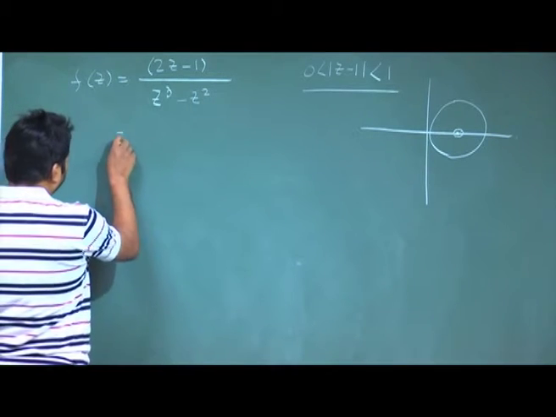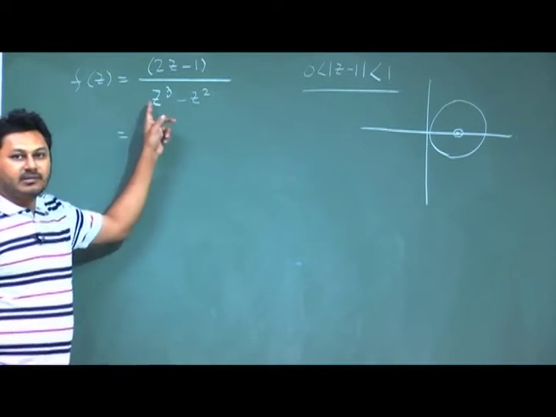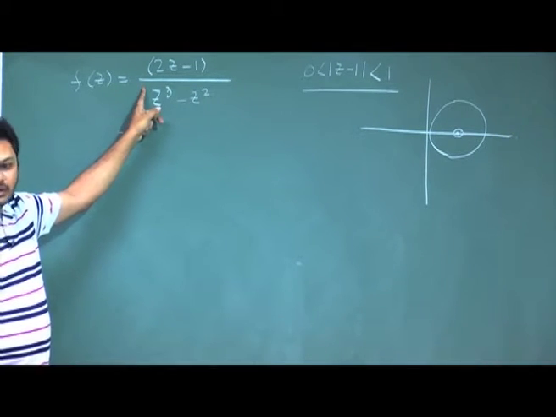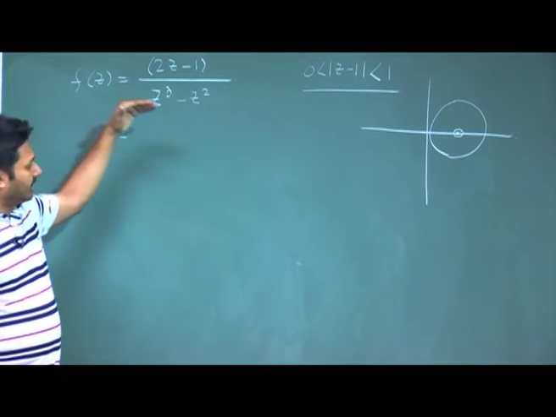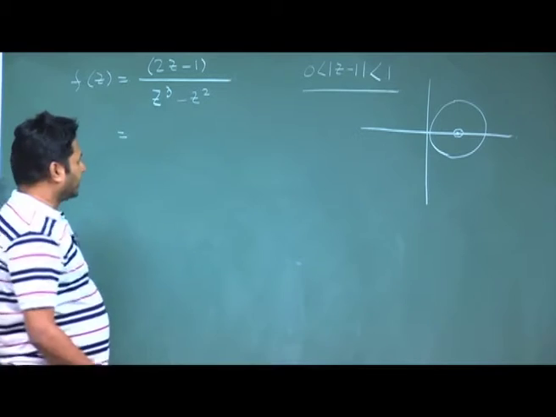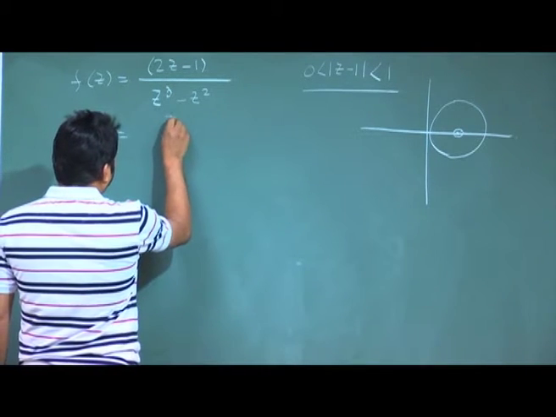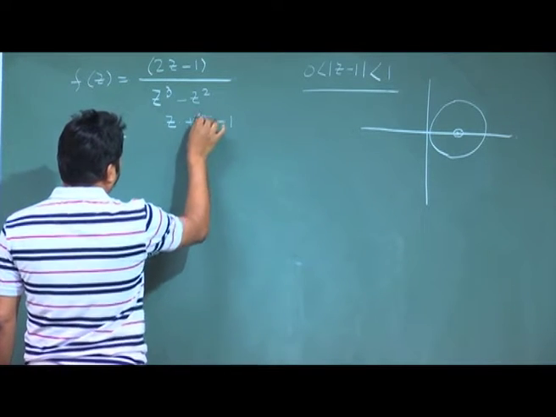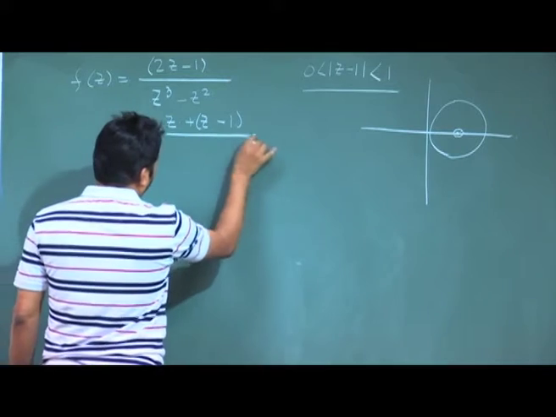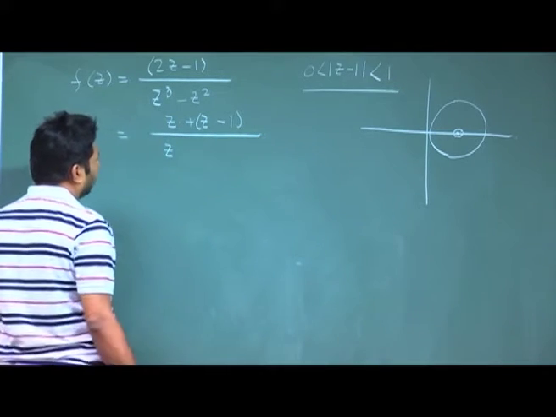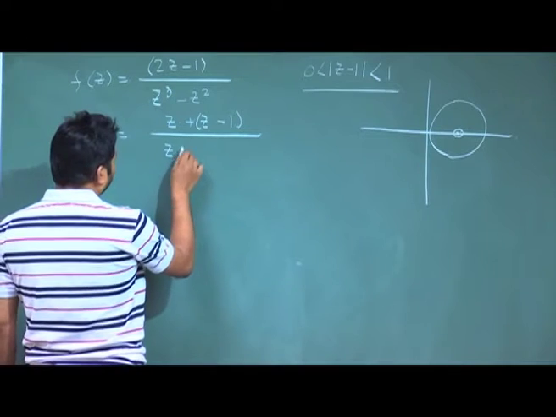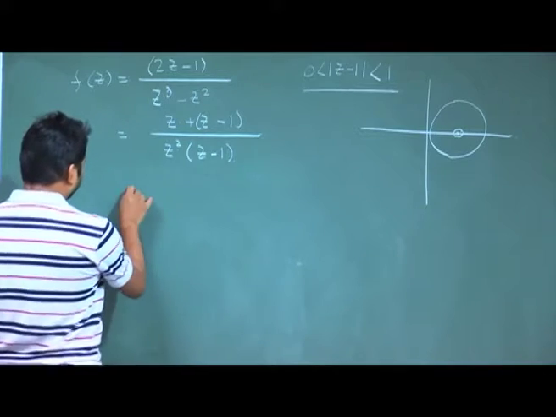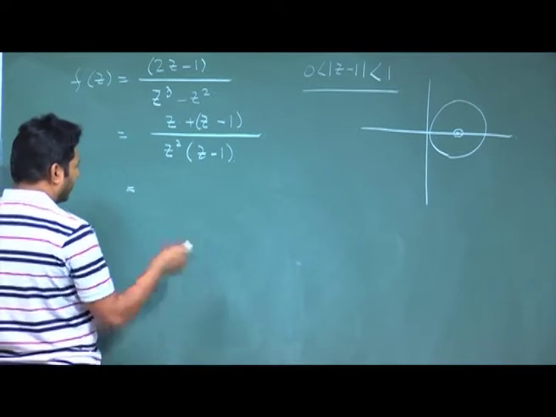Again we will do the same thing by expanding this particular function into some functions which are in this form. So, z plus (z minus 1), divided by z square (z minus 1), exactly the same way I am doing. I am repeating the problem that I have already done.